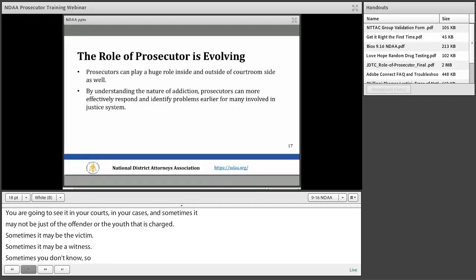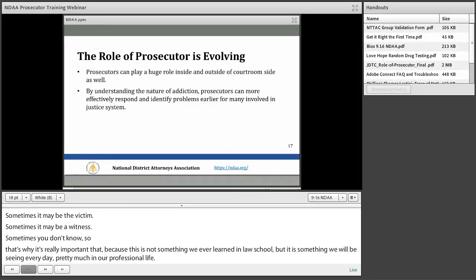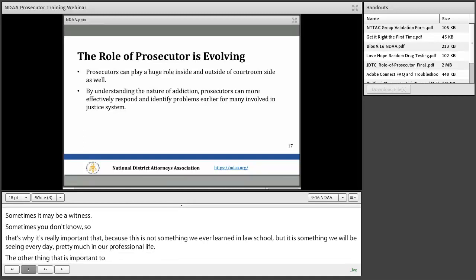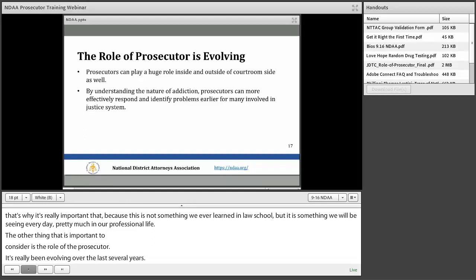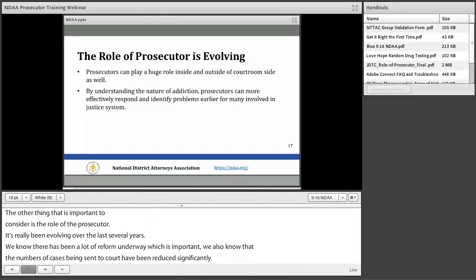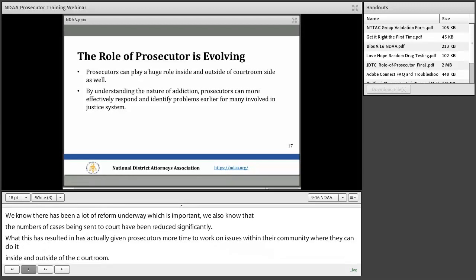The other thing that's important to consider is the role of the prosecutor. And it's really been evolving over the last several years. And we know there's been a lot of reform underway, which is important. And we also know that the numbers of cases being sent to court have been reduced significantly. So what this has resulted in is actually giving prosecutors more time to work on issues within their community where they can do it inside and outside of the courtroom. And understanding the nature of addiction can really help prosecutors and other JJ professionals to more effectively respond and identify the problems earlier.